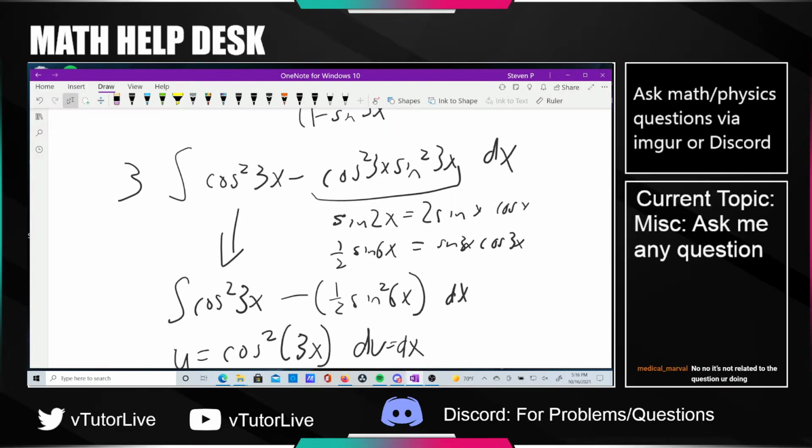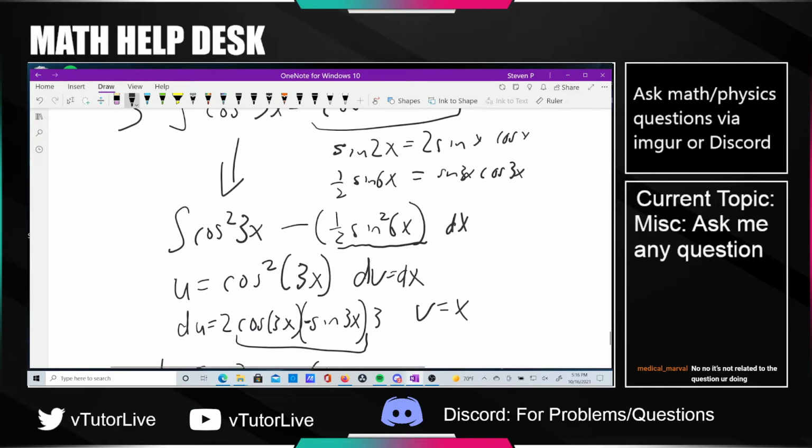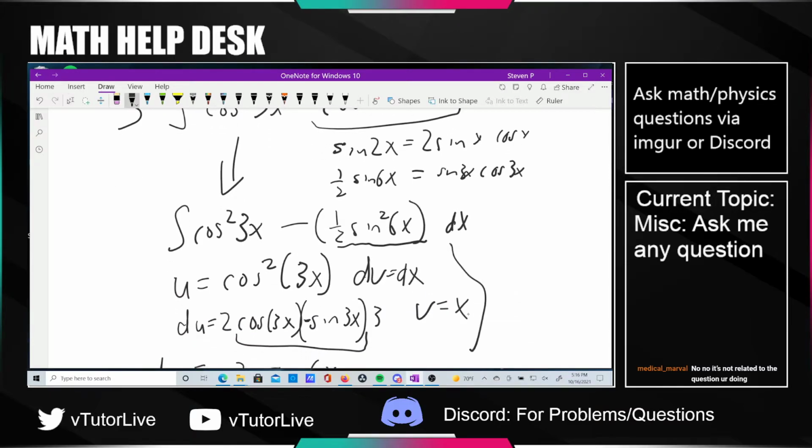And then over here, the sine squared of 6x is pretty much the exact same thing, right? We integrated cosine squared of 3x to integrate sine squared of 6x. Just let u is equal to sine squared of 6x. So then du becomes 2 sine 6x times cosine 6x times 6, and then just use the double angle formula again.